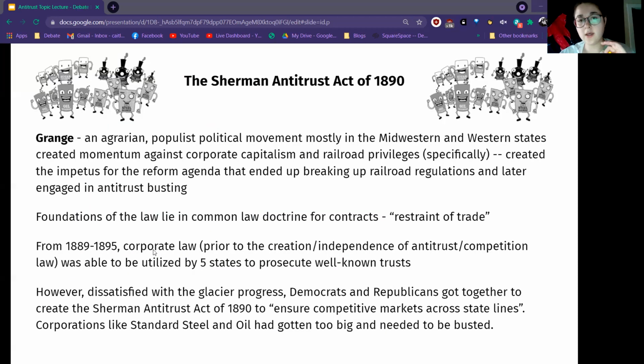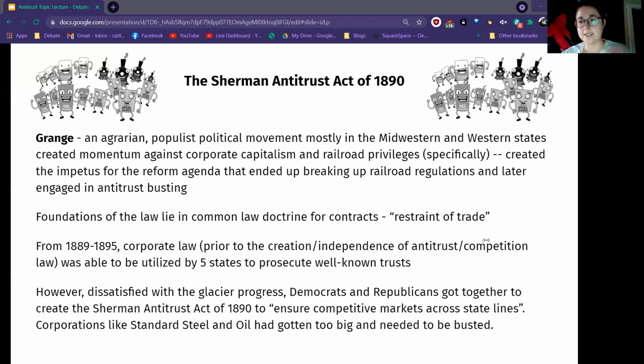The third thing that contributed to the creation of the Sherman Act was from 1889 to 1895, in the period right when it was passed and was still trying to figure out how to enforce it. Corporate law, the law that was used prior to the creation of antitrust or competition law, was utilized by 5 states in order to prosecute well-known trusts. And so there was this idea that the act would actually be useful and very successful, because if they are already able to manipulate corporate law in such a way, there must be reasonable room and justification for a criminal penalty and application as well.